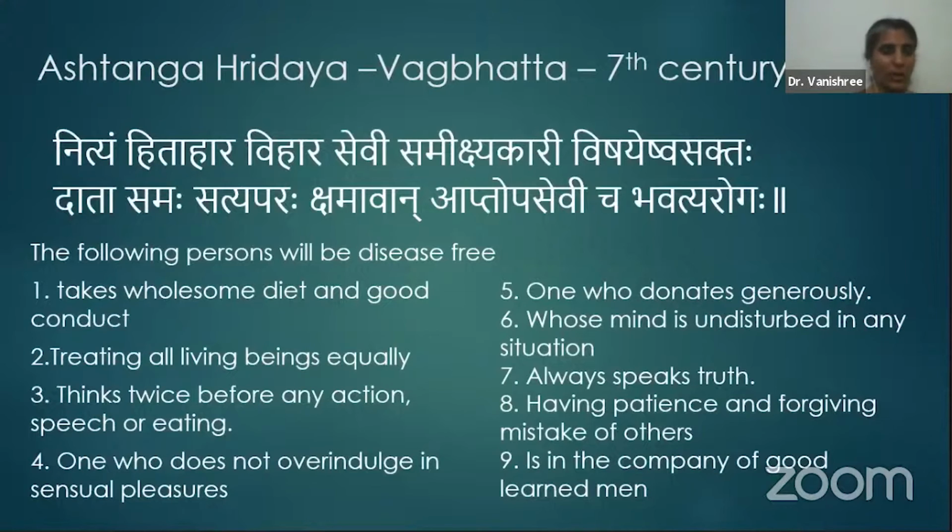This is the book for Ayurveda. I am not an Ayurvedic physician, but still I found this very interesting. As early as the 7th century CE, Vagbhata in his Ashtanga Hridaya has given guidelines by which a person will be disease free. He has to take a wholesome diet and have good conduct, treat all living beings equally, think twice before every action, speech, or even eating, and not overindulge in sensual pleasures, to have self-restraint, and then one who donates generously, whose mind is undisturbed by any situation, speaking truth, having patience. So these are good attributes a person should have to have a healthy, disease-free life.